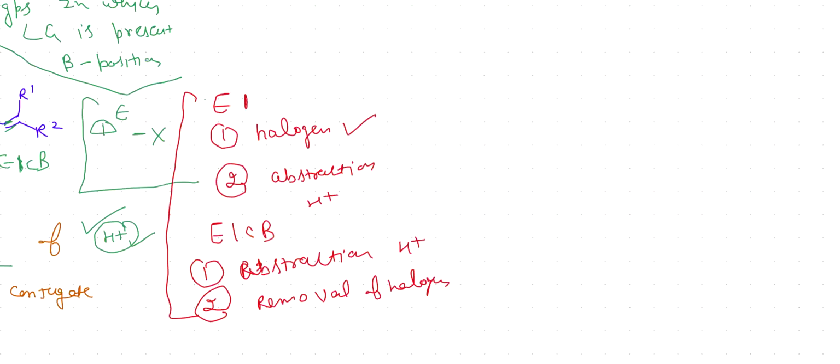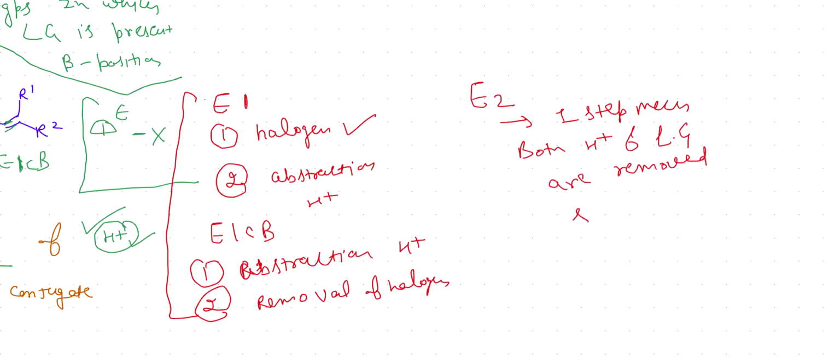E2 is a one-step mechanism. In this, both H positive and the leaving group are removed simultaneously. Clear? Okay.